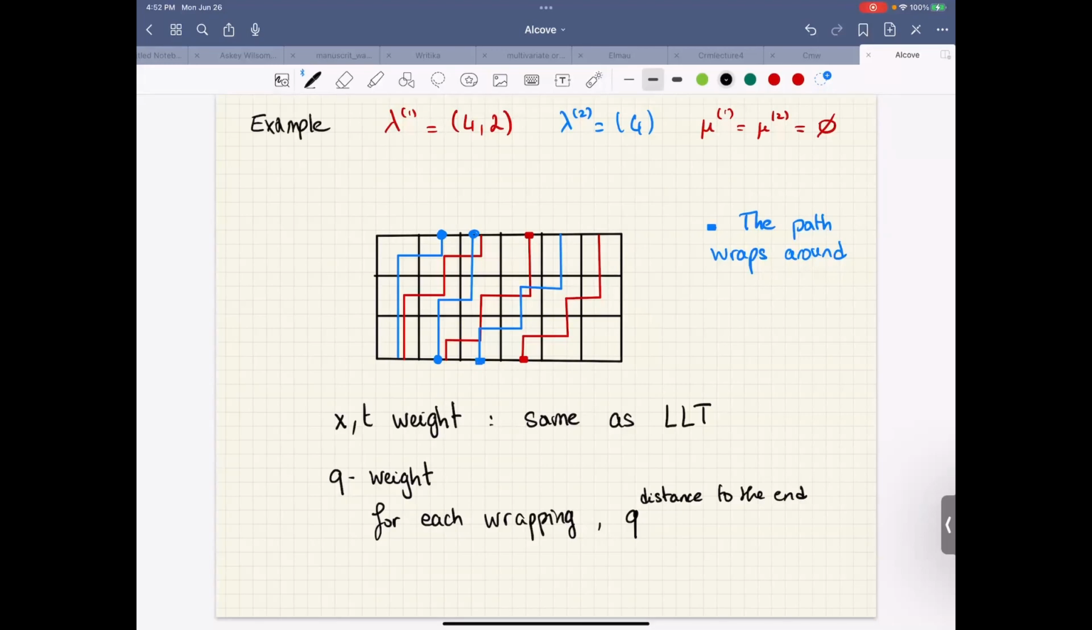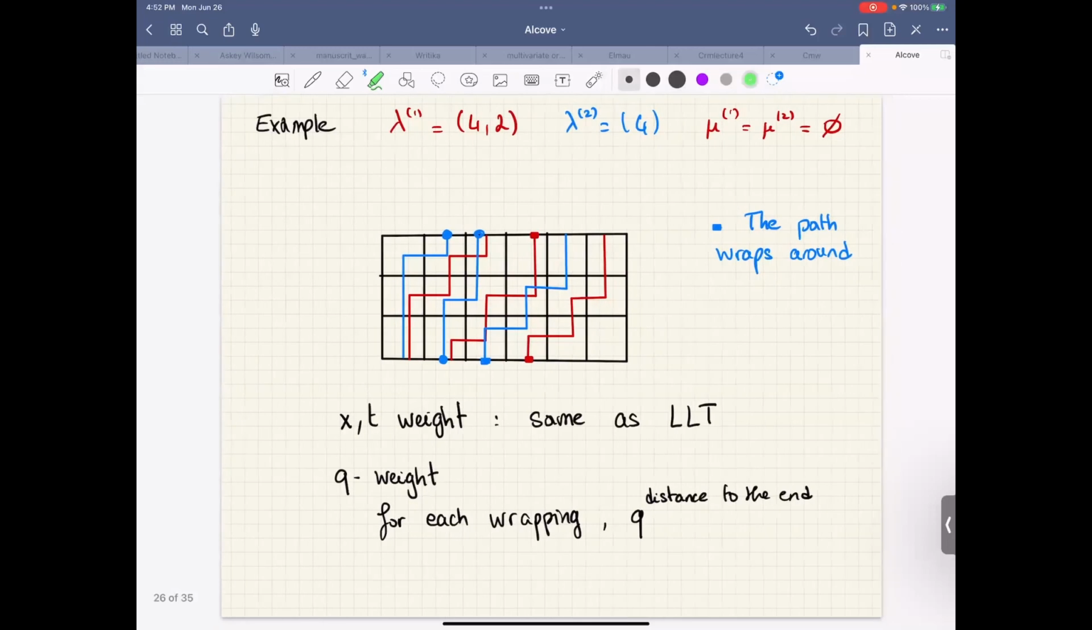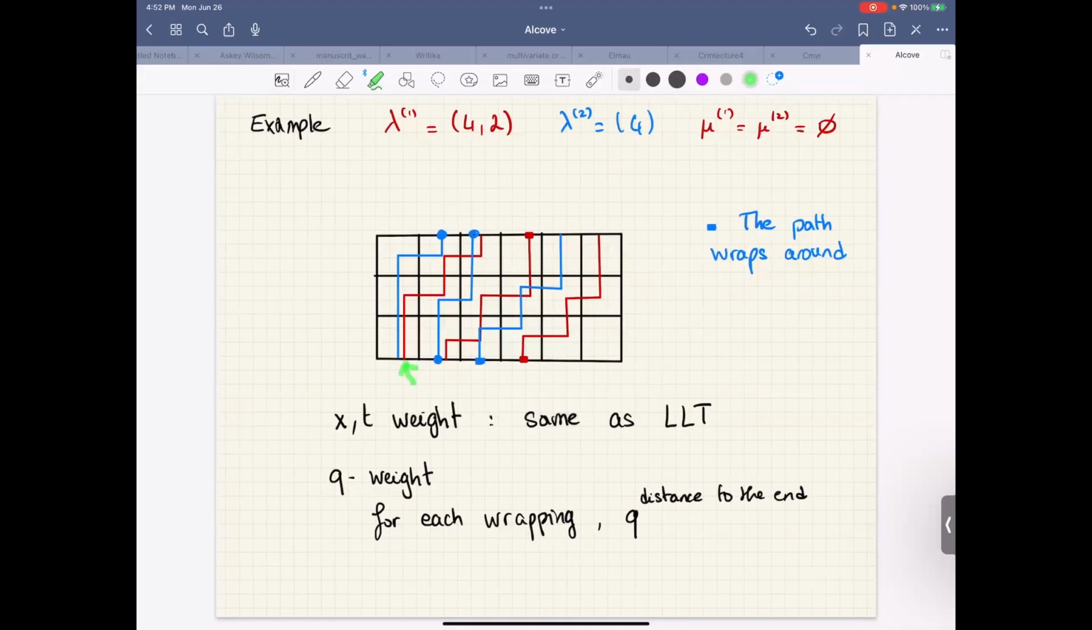So I take 2 partitions. For example, lambda 1 is equal to (4, 2), lambda 2 is equal to (4), and I take my 2 partitions mu to be empty. So I have some starting points. My red partition has 2 parts, so it has 2 starting points in columns 1 and 2.